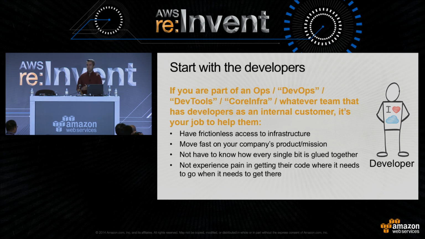We want to have them have frictionless access to the infrastructure, right? This is one of the big key things today that comes into the DevOps mentality. We want to have them be able to move fast on our company's product mission and goals via being able to rapidly do development and deployment of that code.